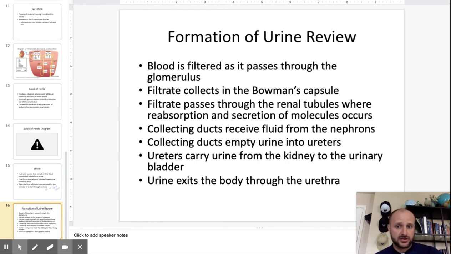So this actually starts even before that. Blood is filtered as it passes through the glomerulus. Filtrate collects in the Bowman's capsule. The filtrate passes through the renal tubule where reabsorption happens in the proximal convoluted tubule. Secretion happens in the distal one. Then it goes into the collecting duct. The water is then taken out of it a little bit by the salts that were put outside the collecting duct by the loop of Henle. Goes to the ureter. The ureter puts it in the bladder. Then it goes to the urethra where it exits the body.